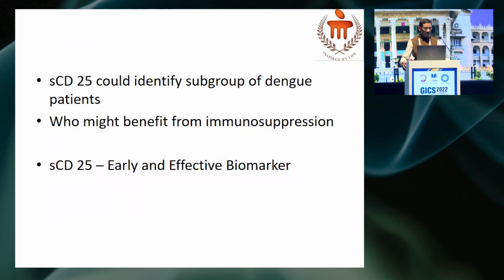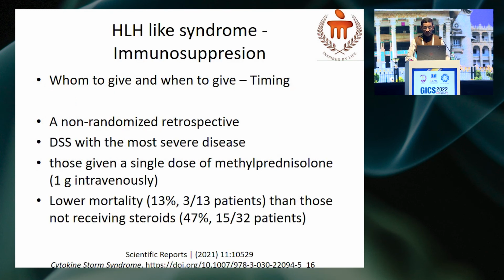We found that soluble CD25 had a very high sensitivity and specificity for identifying dengue HLH patients diagnosed by H-score. So soluble CD25 could identify a subgroup of dengue patients who might benefit from immunosuppression, because it is an early and effective biomarker. From a broad group of dengue patients, you can identify a subgroup which may respond to immunosuppression, and soluble CD25 can be measured easily by ELISA, like ferritin. Once we know that there is HLH syndrome, we need to be aggressive with the immunosuppression.